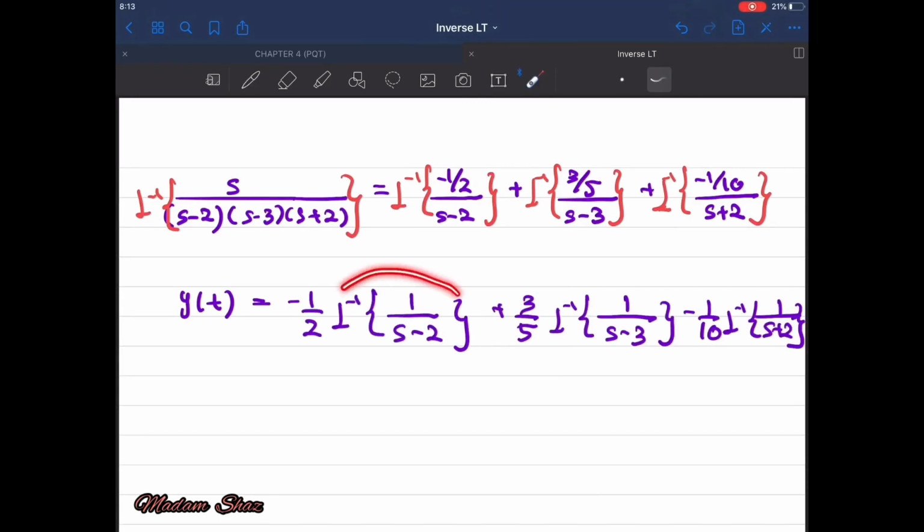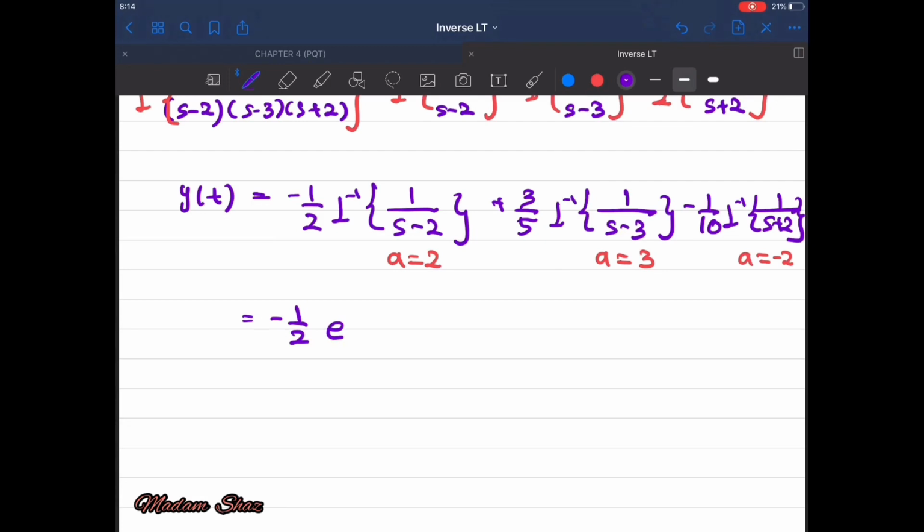So from here, Laplace inverse 1 over S minus 2, by referring to the table, the answer will become exponent AT. So our A is equal to 2. For the second curly bracket, A is equal to 3. For the third curly bracket, A is equal to negative 2. So therefore write the answer. Negative 1 over 2 exponent 2t plus 3 over 5 exponent 3t minus 1 over 10 exponent negative 2t. So this is the final answer for this example.